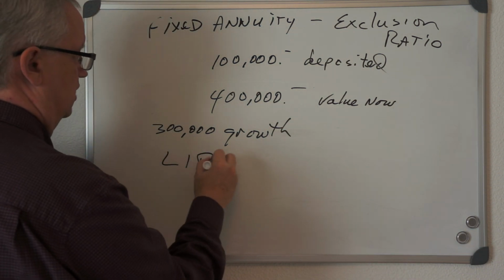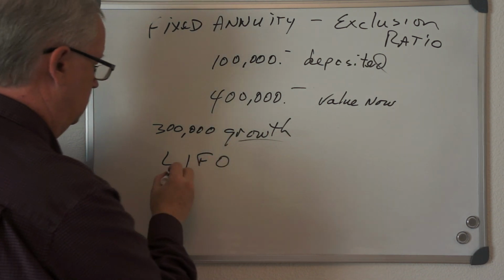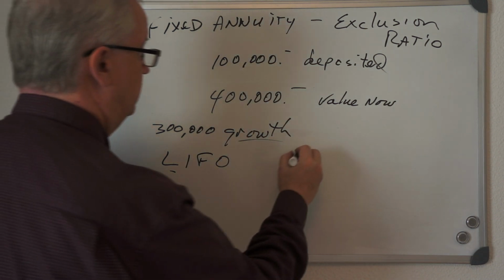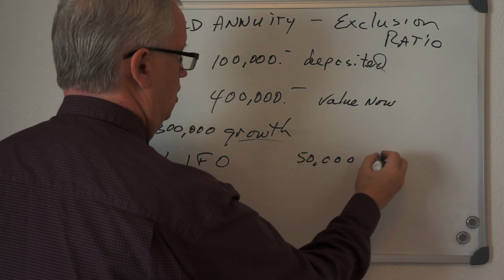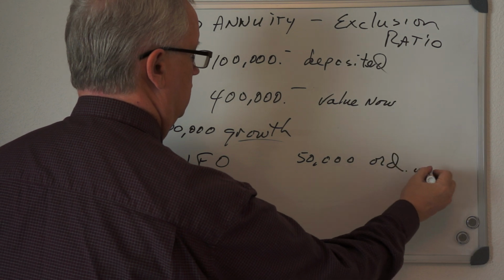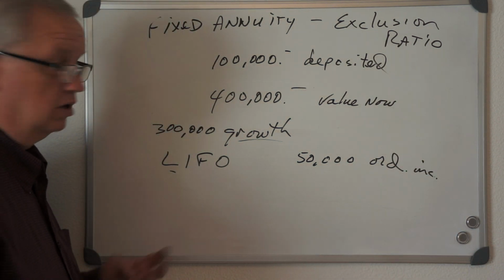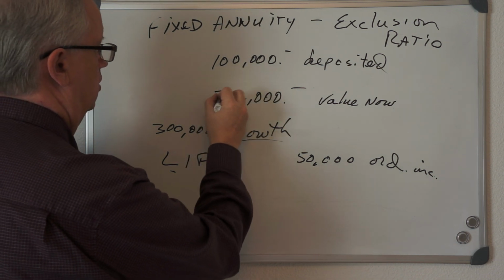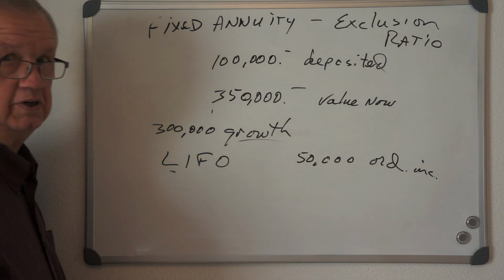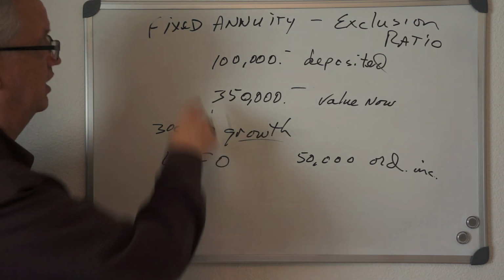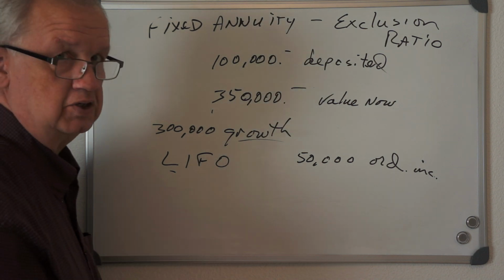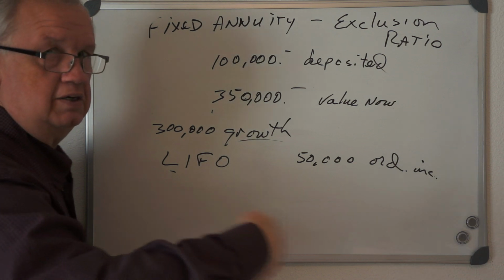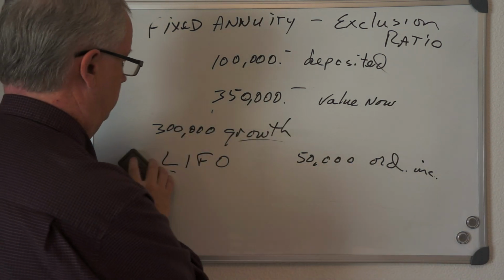Last in, first out. So the growth came in last. That comes out first. So the 50,000 is ordinary income, all of it. Okay? So now that's what's going to be the value after that. It's still going to count as a $100,000 deposit, and none of that is going to be excluded. So he has to pay taxes on that $50,000 that he takes out because he didn't annuitize. He didn't set up a scheduled benefit program.